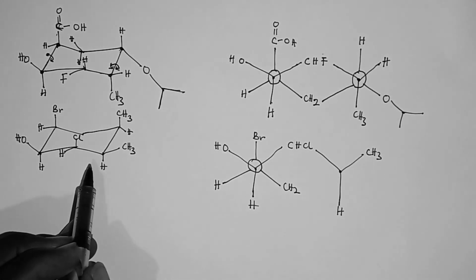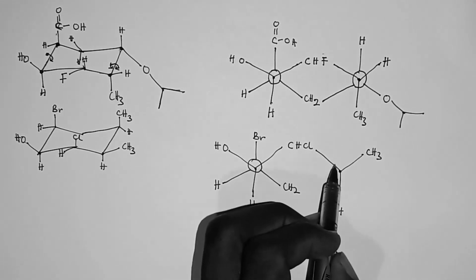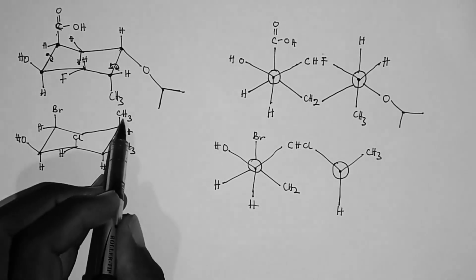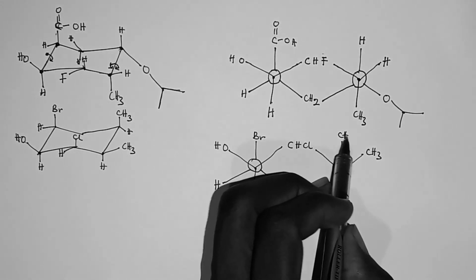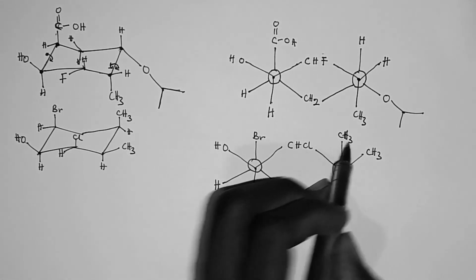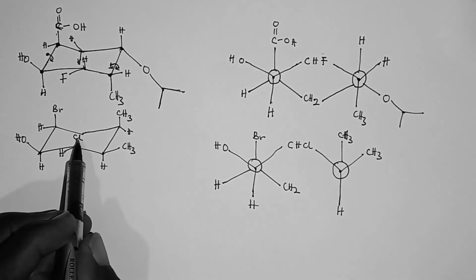Then let's come to the carbon at the back. So this carbon, the upper part is made up of a CH3. So this is a CH3. So CH3 is over here. Then the right hand side is a CH2, and the CH2 has already been shown.